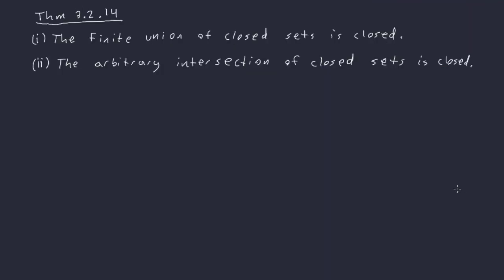Okay, now this brings us right along to an analog for closed sets of one of the previous theorems we had for open sets. Now notice it's the opposite, sort of. We have theorem 3.2.14, which says that the finite union of closed sets is closed and the arbitrary intersection of closed sets is closed. Now this is basically the opposite of what we had with open sets, because for open sets we had that the finite intersection of open sets is open and the arbitrary union of open sets is open.